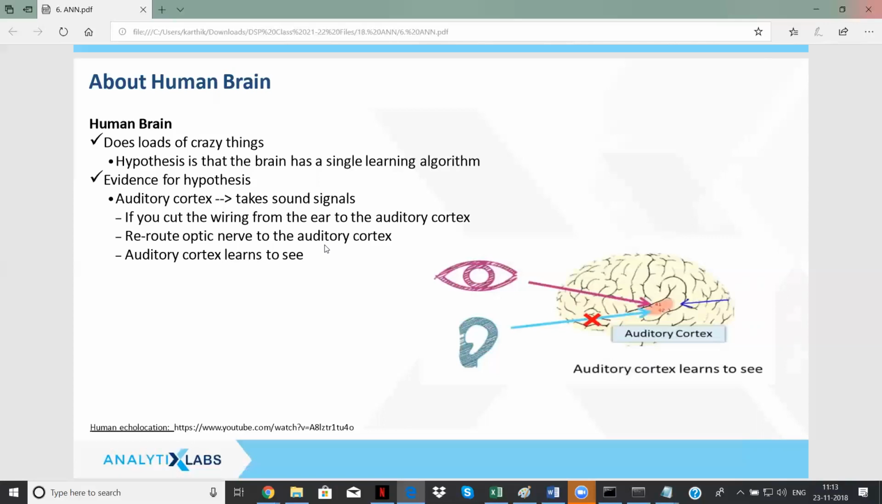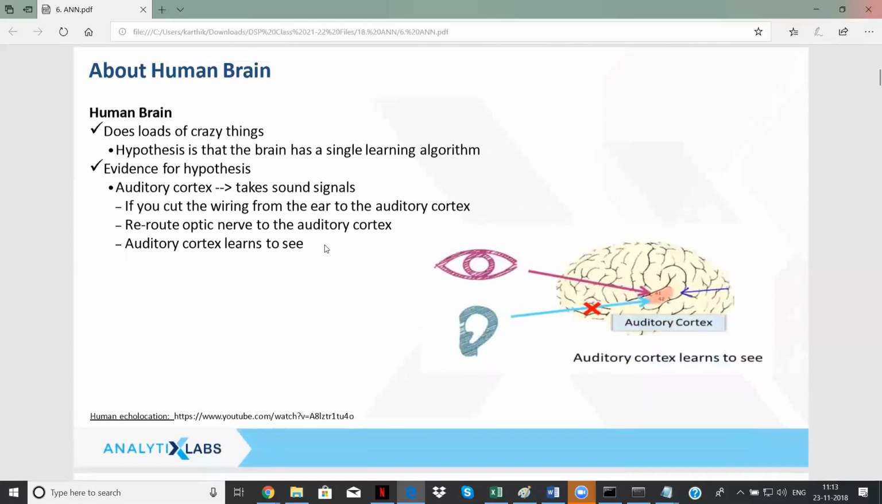Sorry, tongue, yeah, smell through its tongue. So likewise, if you're disconnecting your ears and connecting eyes, it will start to learn. So this is how your human brain works. What is happening is, you have a set of inputs, you have a set of layers which process it, and then you have a set of outputs, right?